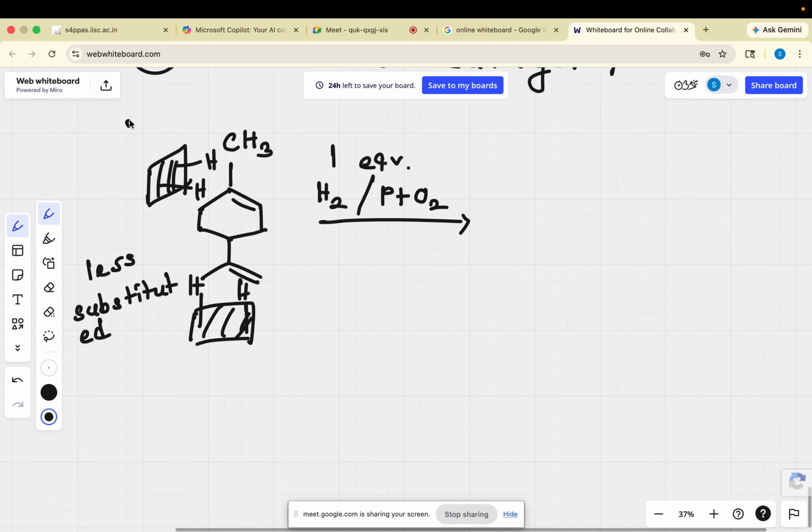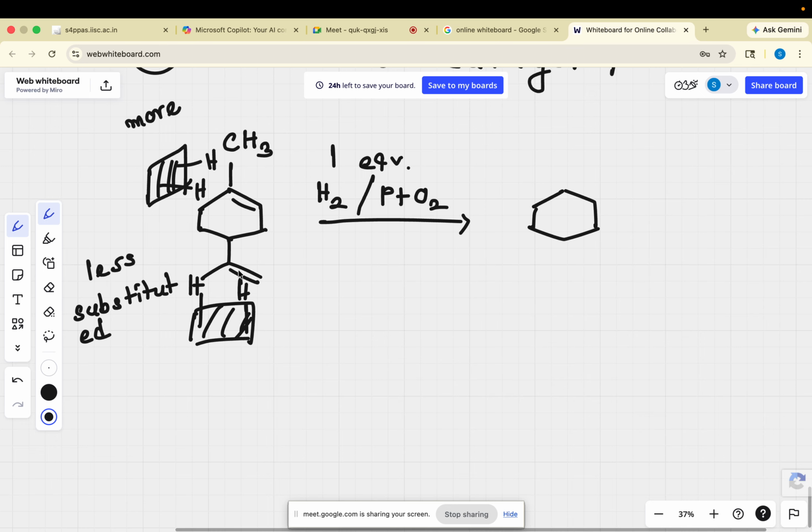This one is more substituted. Why? Because 1, 2, 3, so this is trisubstituted, and this is actually monosubstituted. No, sorry, this is disubstituted, right? 1, 2, disubstituted. So fine, so what will happen?